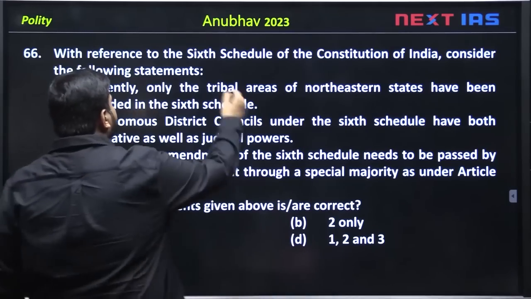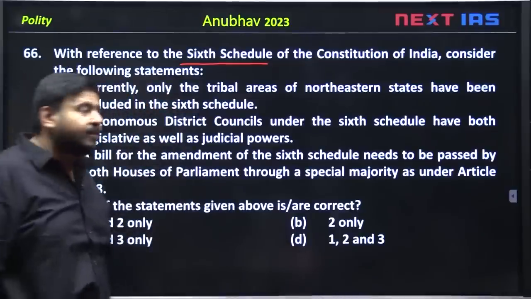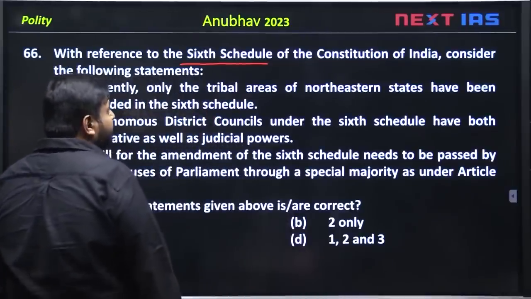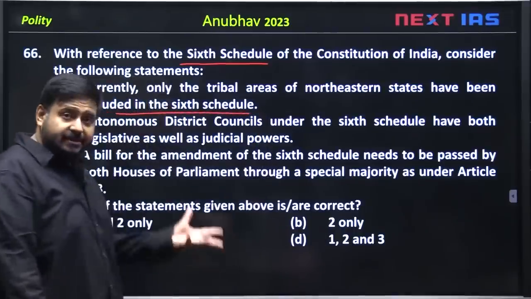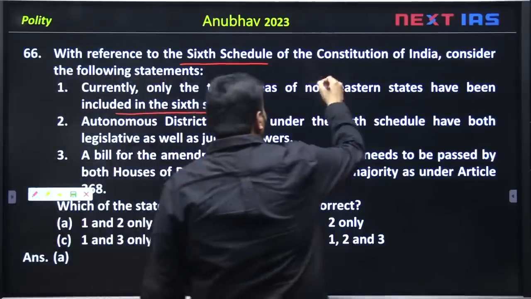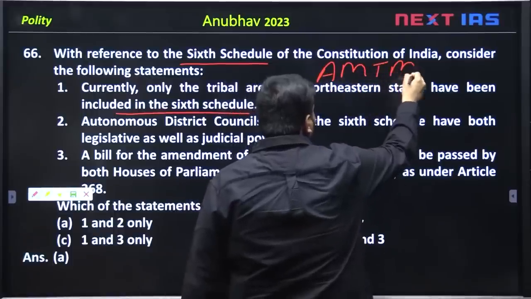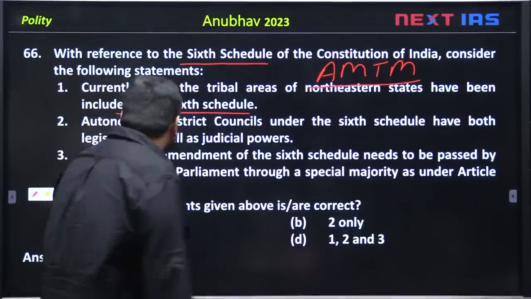With reference to the 6th schedule. So now we are talking about the 6th schedule. Consider the following statements. Currently, only the tribal areas of northeastern states have been included in the 6th schedule. This is correct because at present the 6th schedule is in the states of Assam, Meghalaya, Tripura, and Mizoram, and all these 4 states are in the northeastern region.